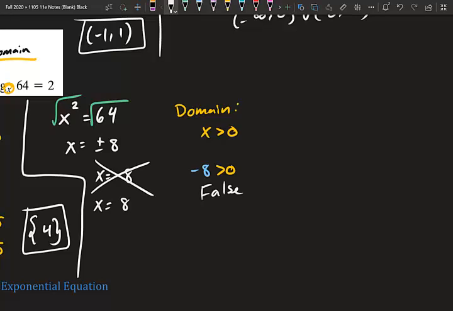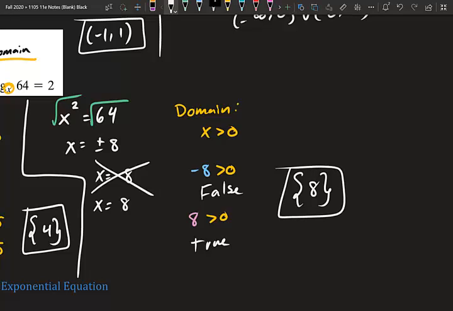Let's check positive 8. Positive 8 is greater than 0. That's true. Since that is a true statement, the only solution we have is 8.